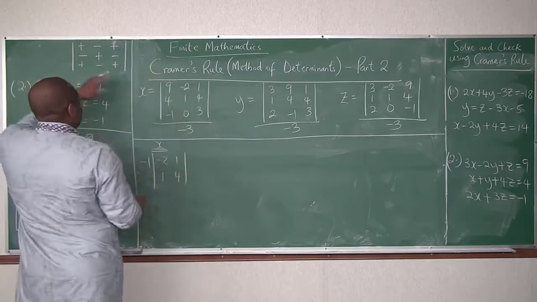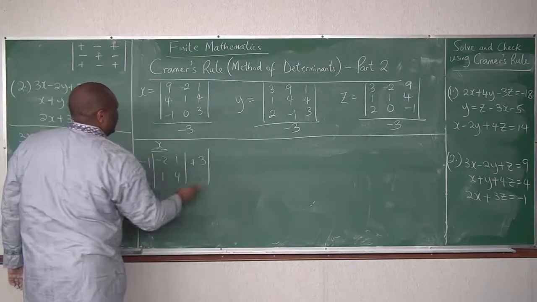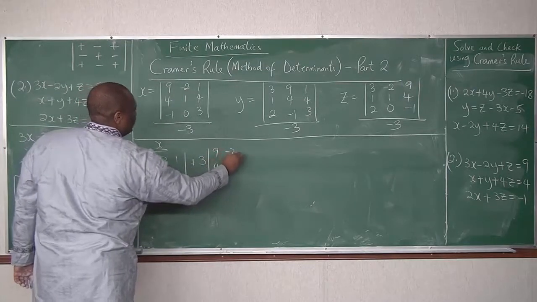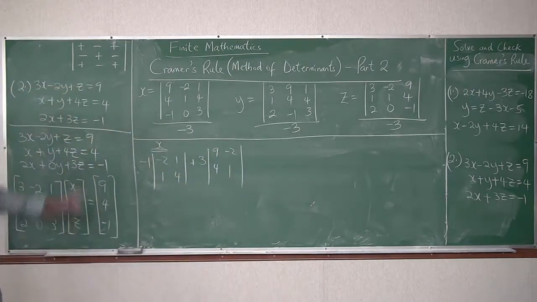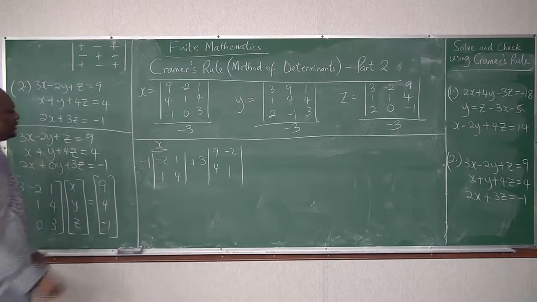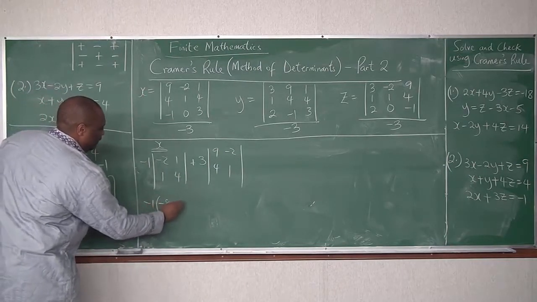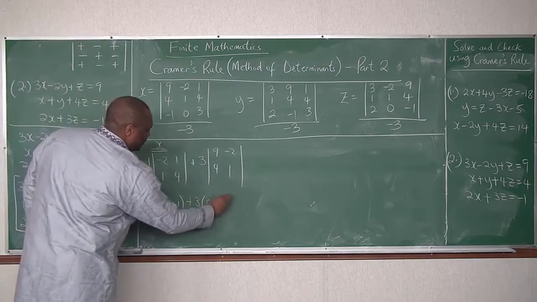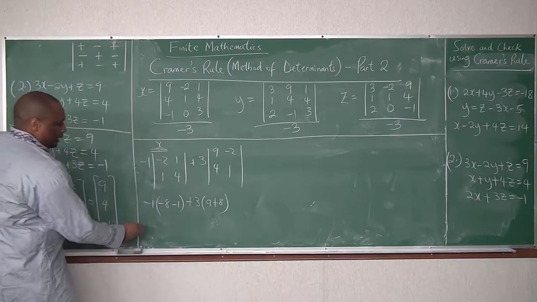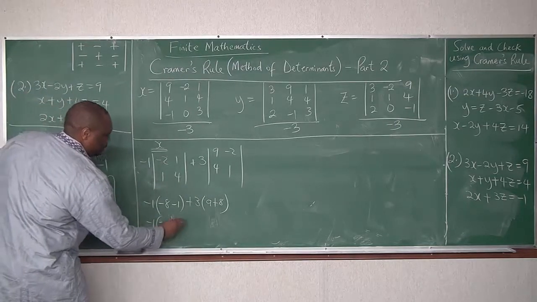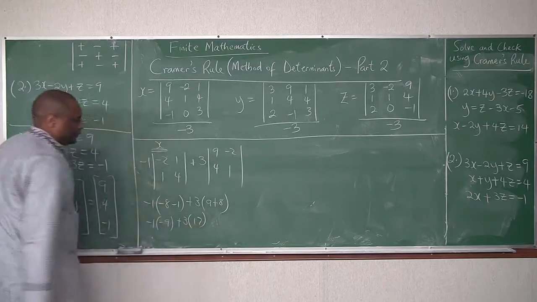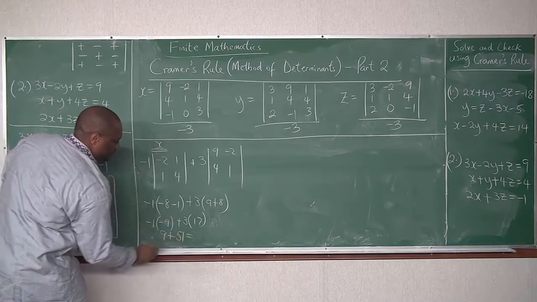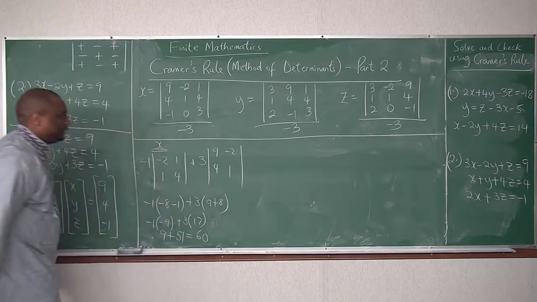So 0 can go, then plus 3 determinant, 9, 4, negative 2, 1. I can simply forget about the 0. So this will be negative 1 times negative 8 minus 1, plus 3 times 9 plus 8. That will be negative 1 times negative 9 plus 3 times 17. So this is 9 plus 51, which is 60.